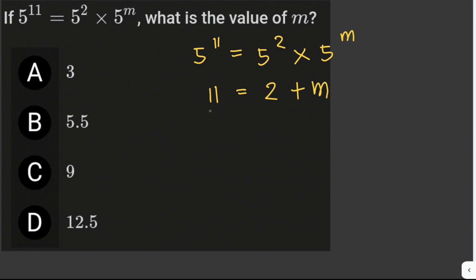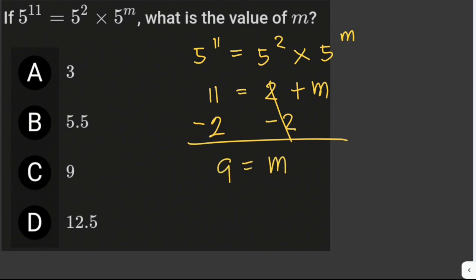And now we can solve for m. We subtract 2 from both sides. So 11 minus 2 is just 9. Therefore, m is just equal to 9. Our answer here is letter C.